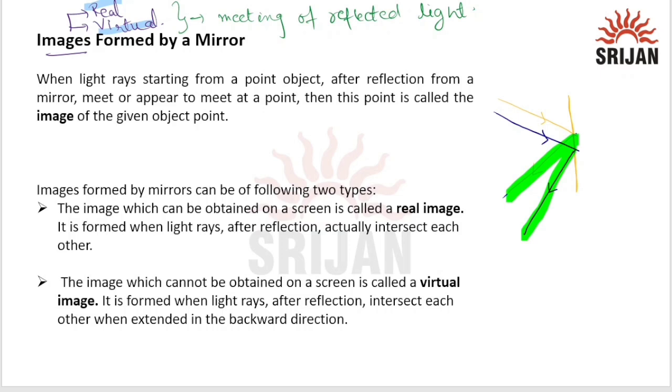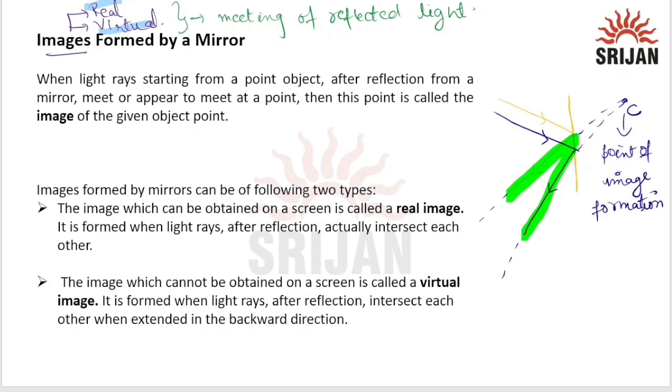So if they continue to move forward in this direction, they will not meet. But the image formation has to happen. Therefore, extend it backward. The point where they meet, for example, this point C, will be the point of image formation. This is the point of image formation.